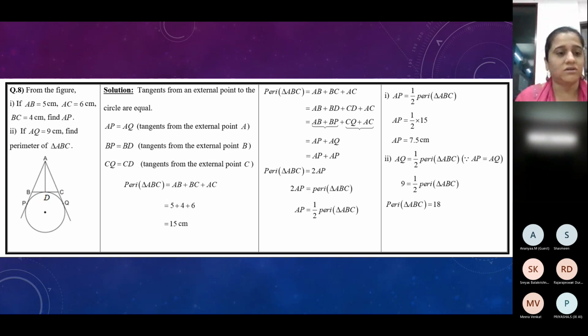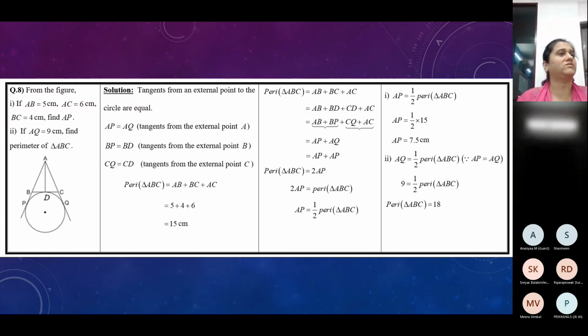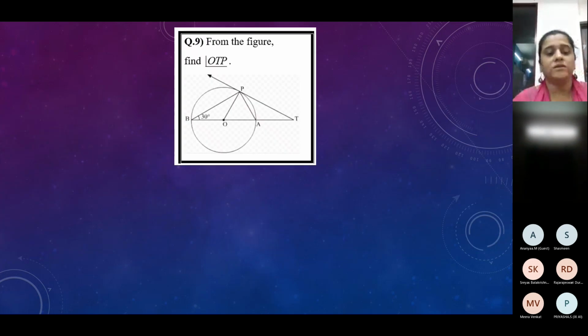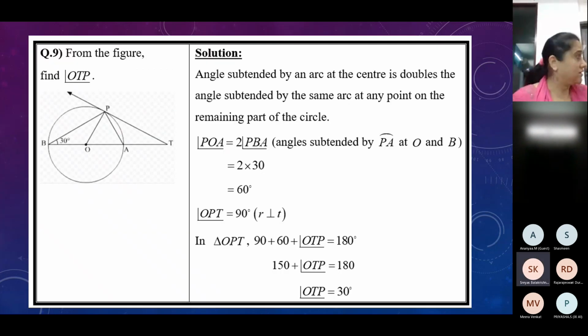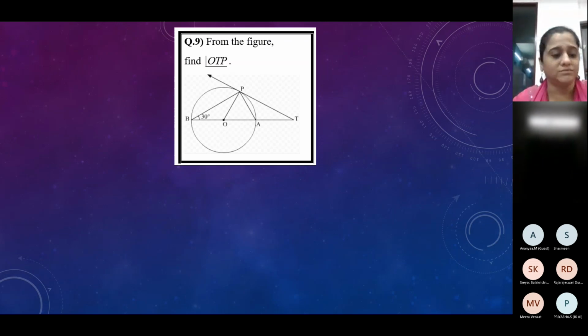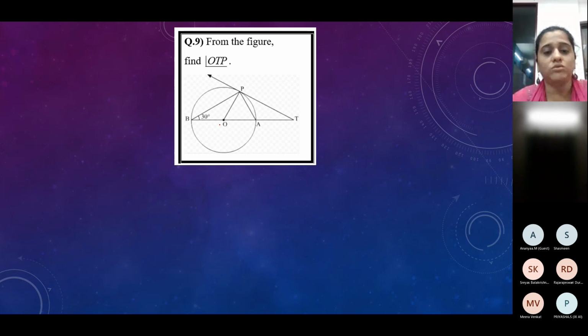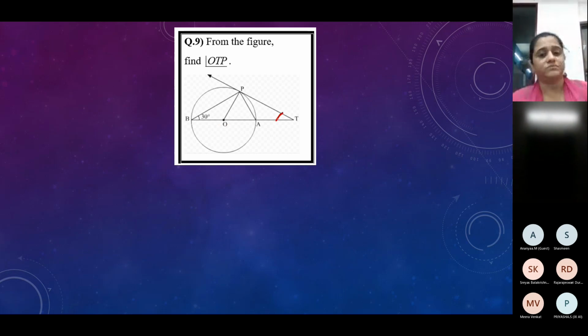I think we finished this one in the last class, right? Yes, I remember. This is done, right, children, in the last class? Circles. This one is not done. Okay, so from the figure, find angle OTP. You need to find this angle.